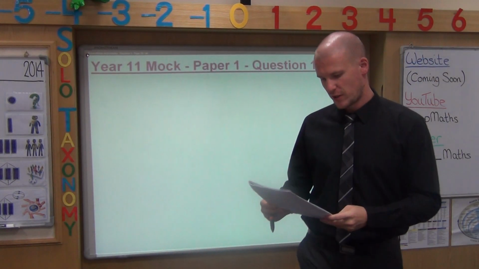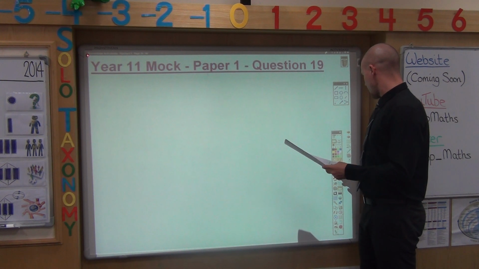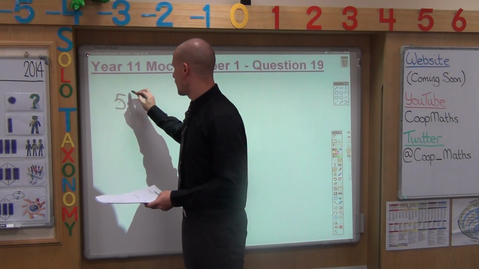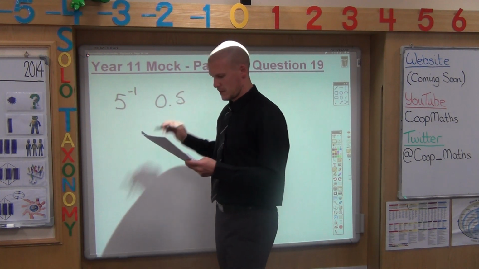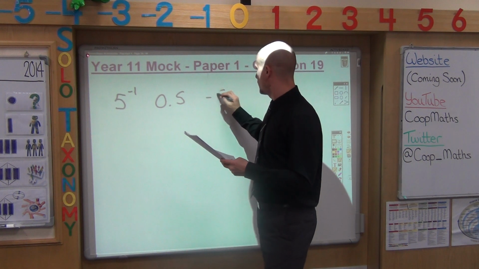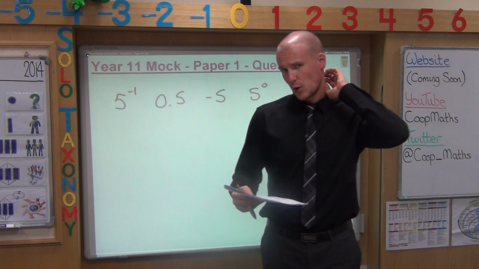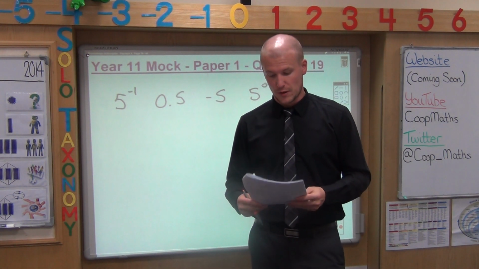Paper 1, question 19. Write these numbers in order of size. So the numbers you've been given are 5 to the power minus 1, 0.5, minus 5, and 5 to the power 0. Okay? This style of question could involve percentages, fractions, and decimals as another common one.